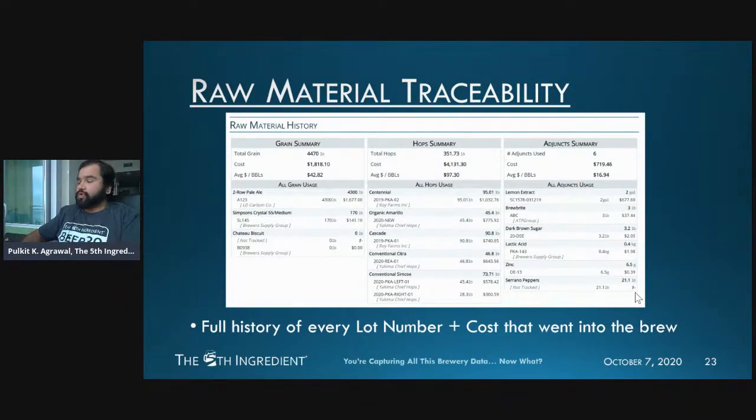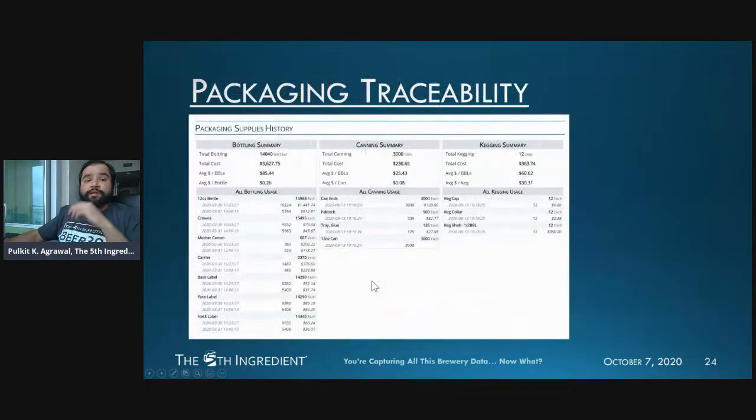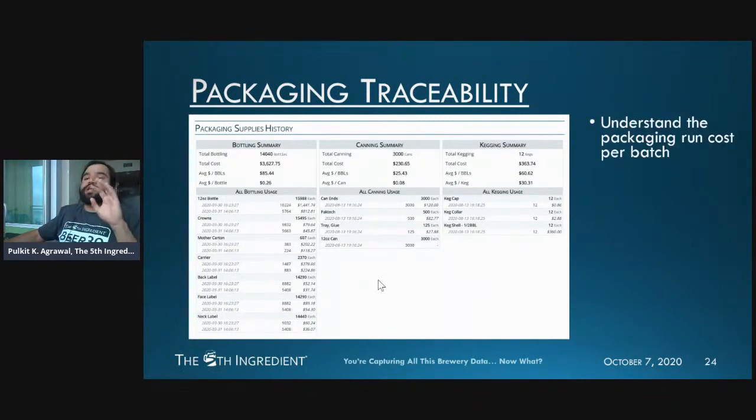And so this becomes a really good way to understand just what's happening on the raw material side of things, and the overall costs that go into it for that particular brew, and really understanding what particular lots and vendors things are coming from. From there, similarly on the packaging side, you want to break things down based on bottling, canning, kegging, and really understand the packaging run cost that happened per batch.